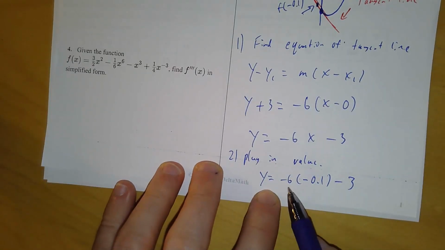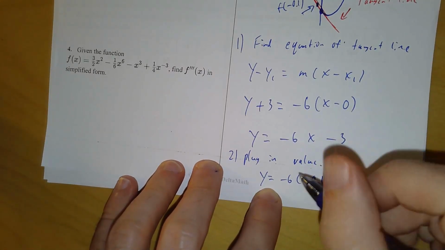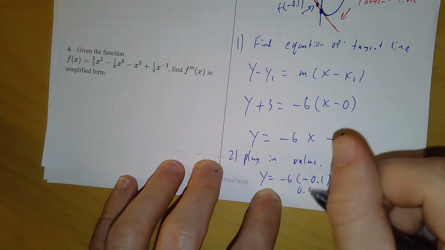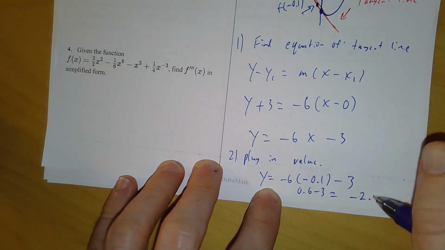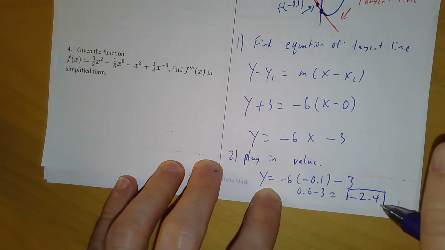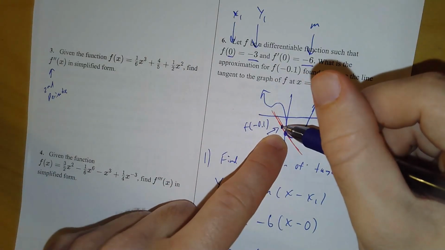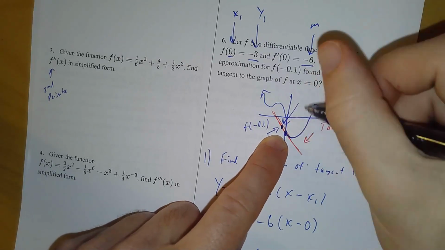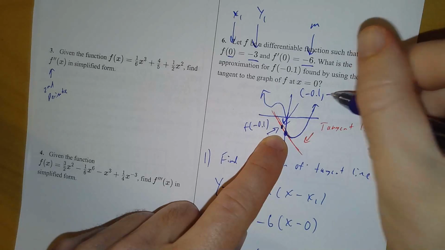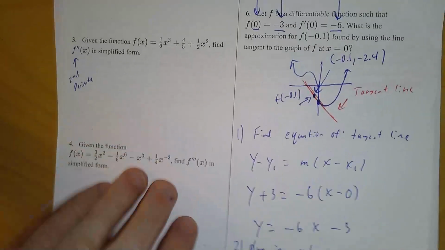So negative 6 times negative 0.1 would just be 0.6. So we have 0.6 minus 3, which is negative 2.4. So back up here, that basically means that the coordinates here on this red line would be, put an arrow here, it would be negative 0.1 comma negative 2.4. Okay, let's do another one of those for practice.